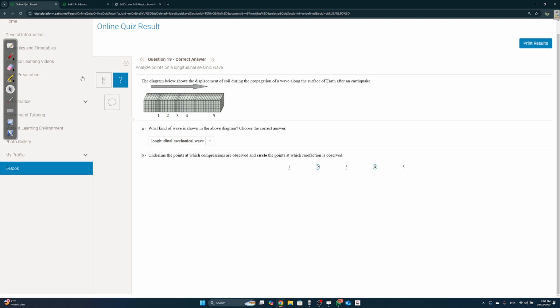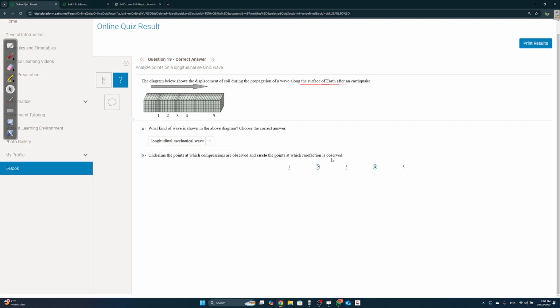What kind of wave is shown in the diagram below? We can see its propagation along the surface of Earth, so you're going through a medium. So obviously it's going to be a mechanical wave, right? We know that it's going to be longitudinal. Why? Because you can see compression and rarefaction. When you see compression and rarefaction, that means it's longitudinal, because you can't have compression and rarefaction in a transverse wave. Remember from two weeks ago. So it's going to be a longitudinal mechanical wave.